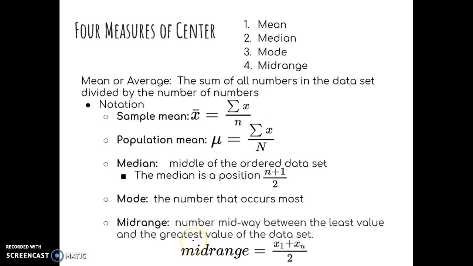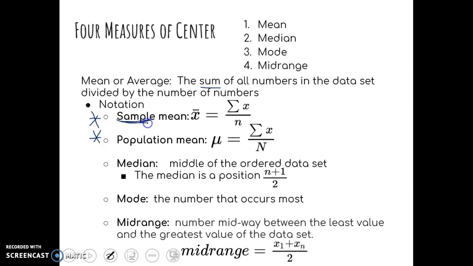So mean, a lot of times you will see it called the average, although any of those measures of center can be called an average. But usually when we think of average, we typically think of the mean. And to find the mean, that is the sum of all numbers in the data set divided by the number of numbers. Now, for mean, there are two different notations, here and here.